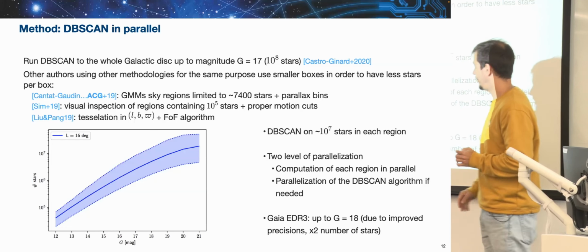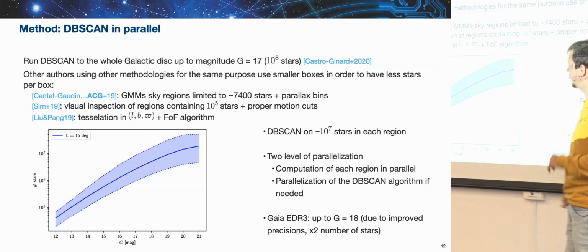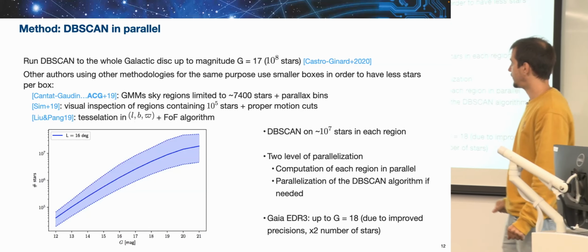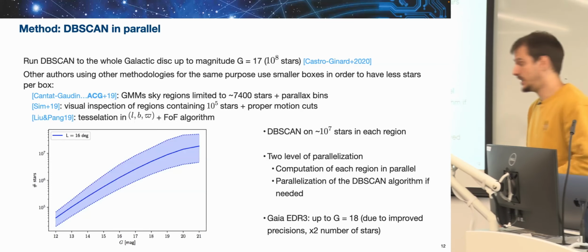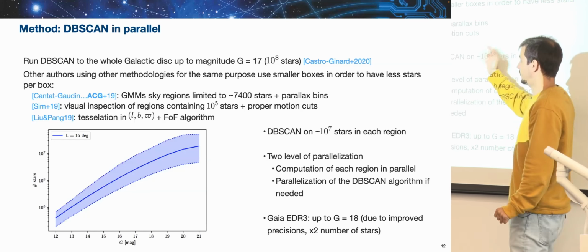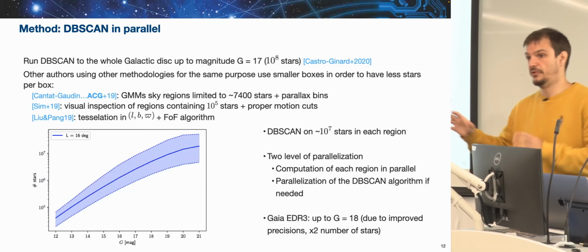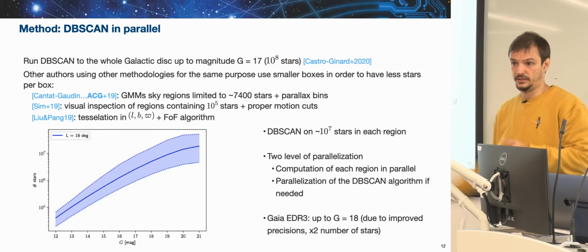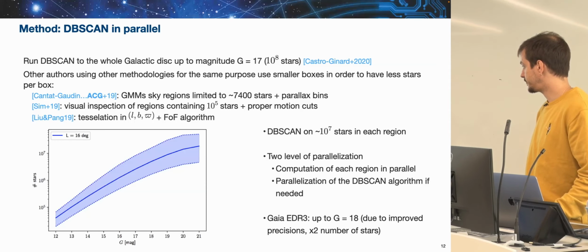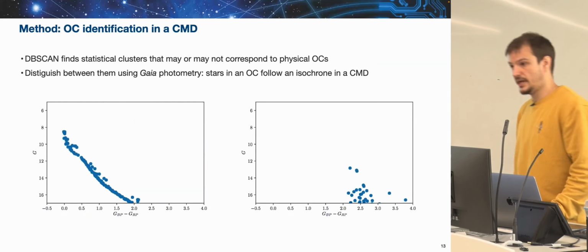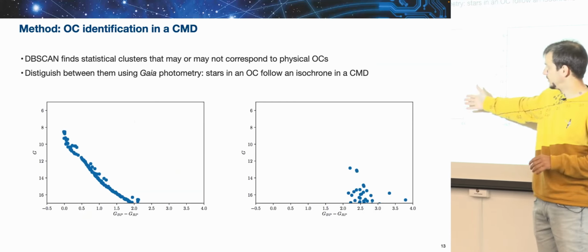That means tens of millions of stars, depending on the limiting magnitude for our bigger area. And compared to other algorithms looking for the same purpose, we can analyze many more stars than the other algorithms do, and that reduces the number of biases you introduce when tessellating the area or dividing the sky.